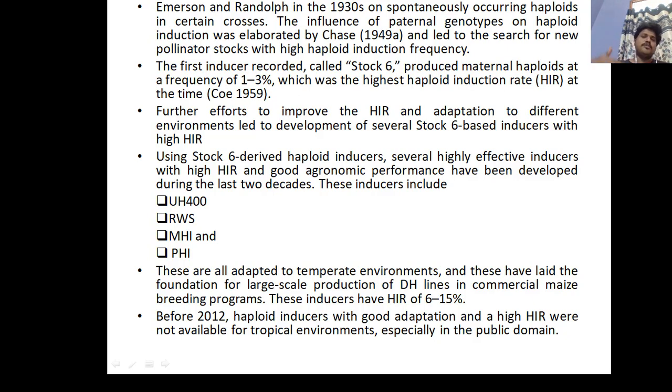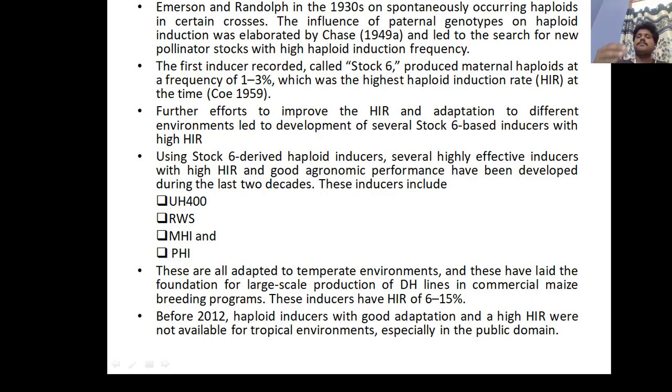Further efforts to improve the HIR and adaptation to different environments led to the development of several stock 6 based inducers with a high HIR. Using the stock 6 derived haploid inducers, several highly effective inducers with a high HIR and good agronomic performance have been developed during the last 2 decades. These include UH400, RWS, MHI, and PHI, developed by the University of Hohenheim. These are all adapted to temperate environmental conditions, and they have laid the foundation for large-scale production of DH lines in commercial maize breeding programs.